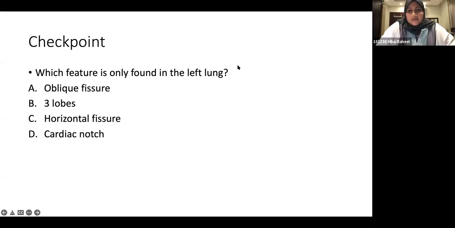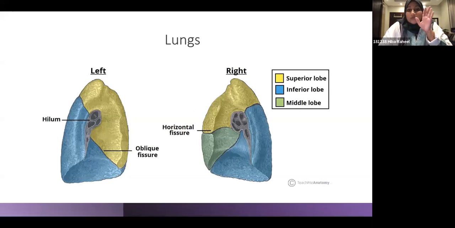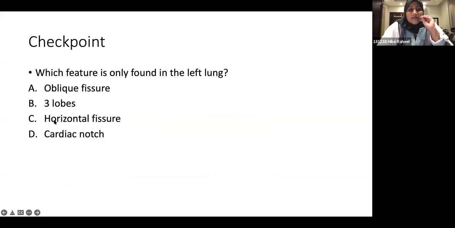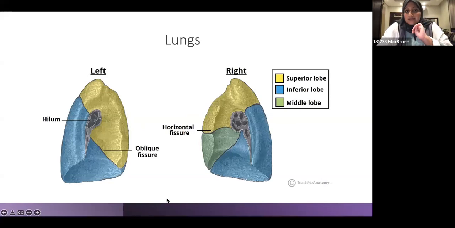Okay, all right, so let's go back to this picture. Which feature is only found in the left lung? So horizontal fissure, no. Horizontal fissure is only found in the right lung. And yes, whoever said cardiac notch, it's correct. The cardiac notch, it's right over here, this part, and it's only found in the left lung. The 3 lobes, no, it's the right lung that has 3 lobes. Left lung has 2 lobes.